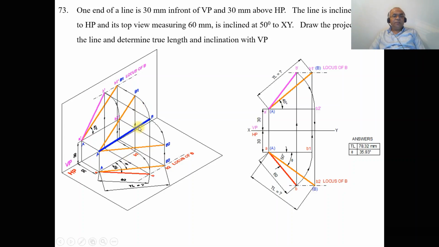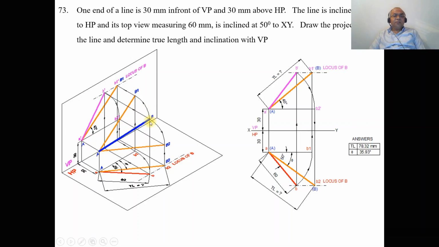Once it is parallel to VP, with A as center, you measure an angle of 40 degrees and draw an inclined line so that it cuts here. So you get capital AB1. When it is projected, that image will fall directly on this, so you have got B1 dash. Now you have the locus of B in the front view. Join A dash B1 dash. This will be the inclination with respect to HP.